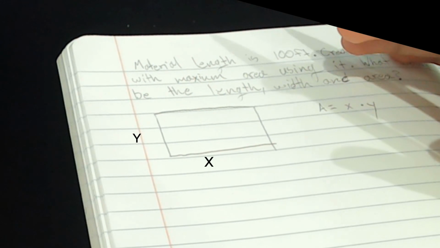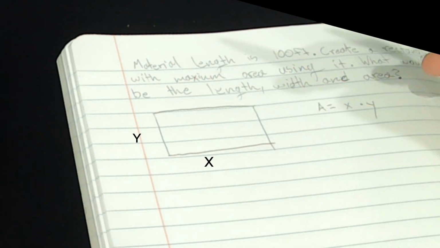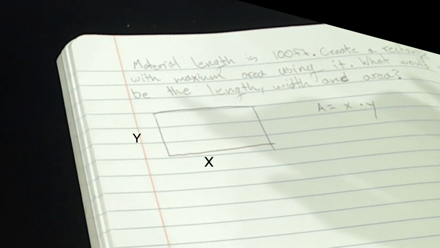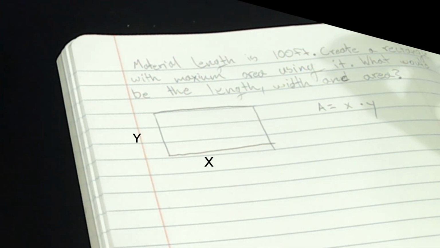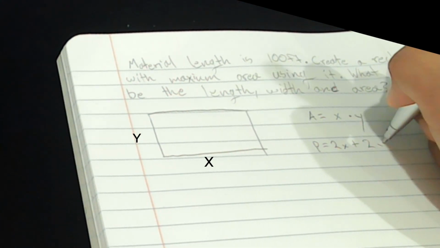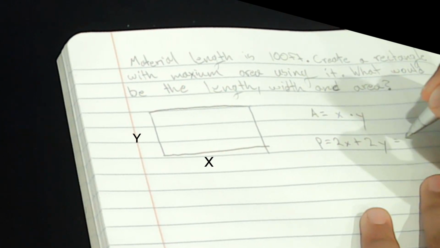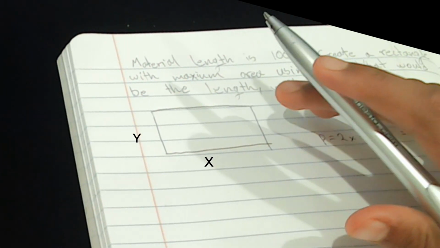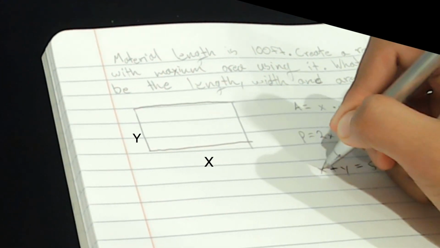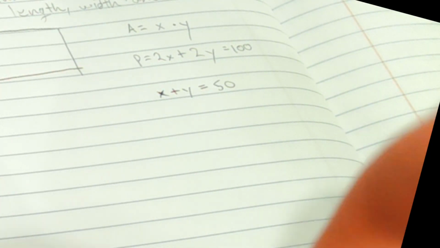The perimeter has to be 100 feet because that's our length of total material. And the perimeter for the rectangle of length x and width y is equal to 2x plus 2y. So our perimeter is equal to 2x plus 2y. So, 2x plus 2y equals 100. If we divide both sides by 2, we get x plus y equals 50.